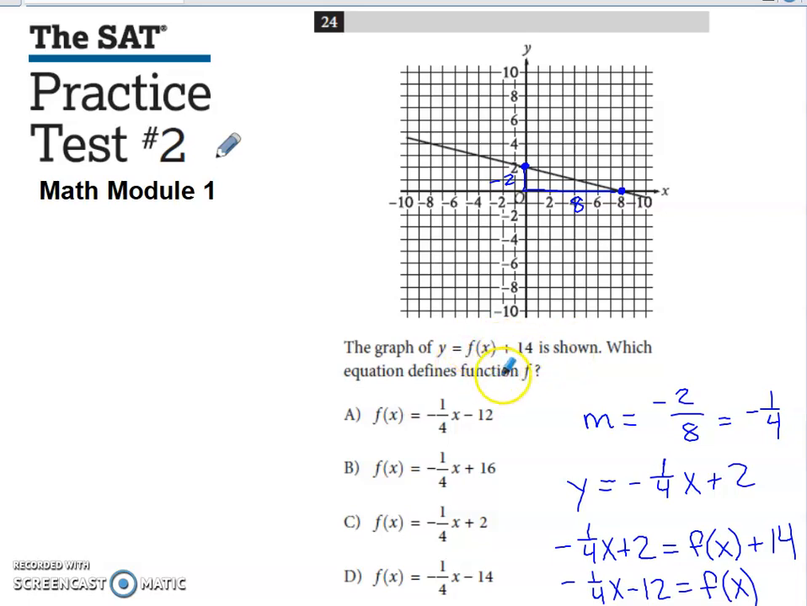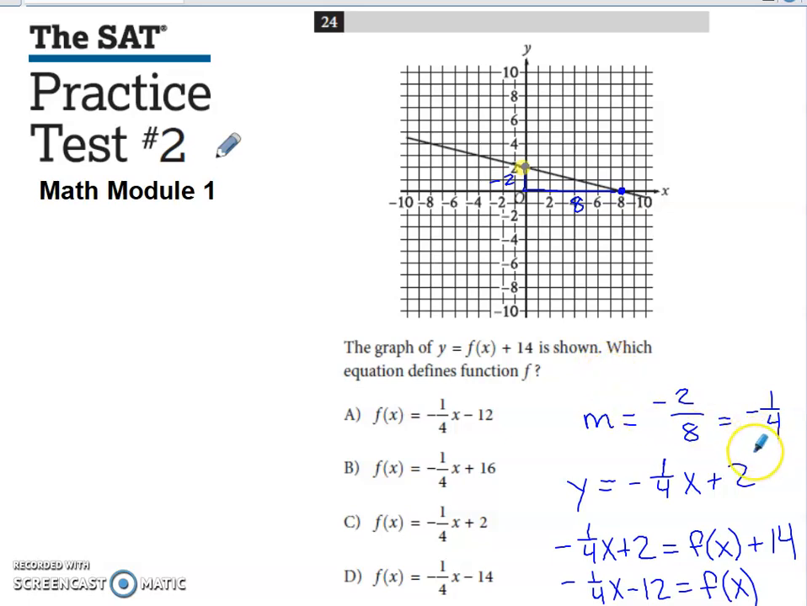Which equation defines f? So my strategy here is I'm going to figure out what the function that is shown would have as its equation. So it's obviously a line, and I can find the slope of the line by doing a rise of -2 and a run of 8. So that gives me a slope of -1/4. All of these answer options do have -1/4. And then y, the graph that's shown, has a y-intercept of 2.